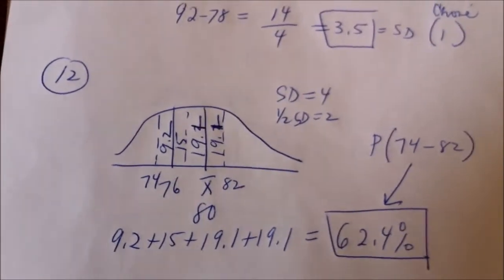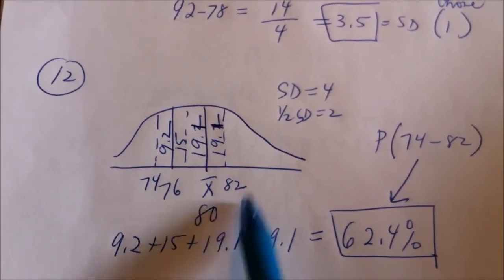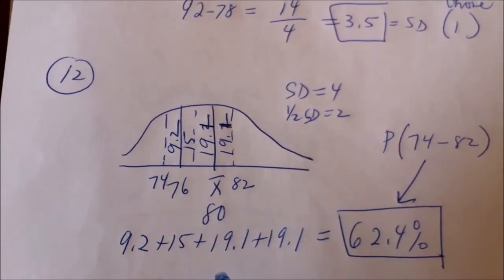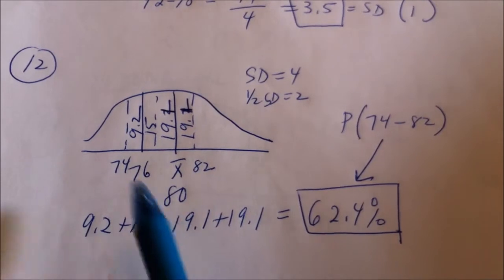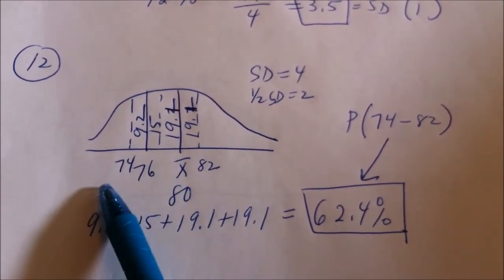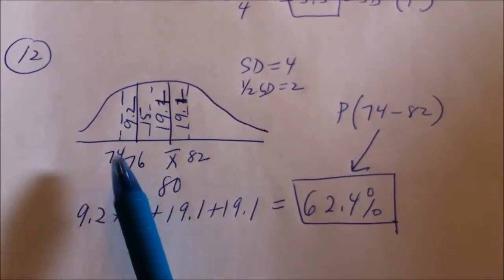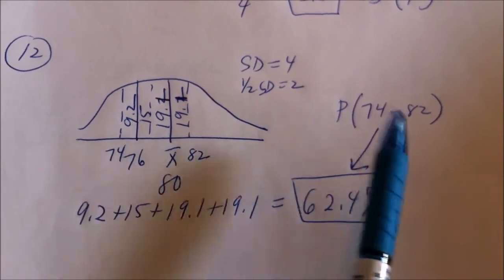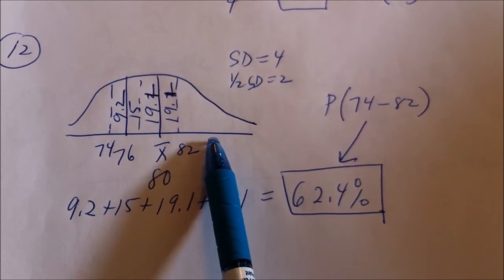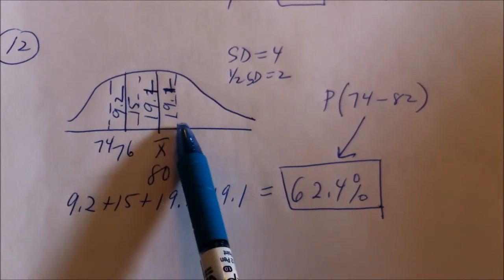With number 12, they gave me that the mean was 80 in this normal distribution, and the standard deviation is 4, which would make half a standard deviation 2. I want to know the percentage between 74 and 82. So from 80, if I go one to the left, it's 76. If I went another one to the left, it would bring me to 72. So going half a standard deviation is where I want to be. Now the 82 is going to be to the right. If I go one full one to the right, it's going to bring me to 84. Too far. So I go a half to the right, and that is all the percentages that I need.